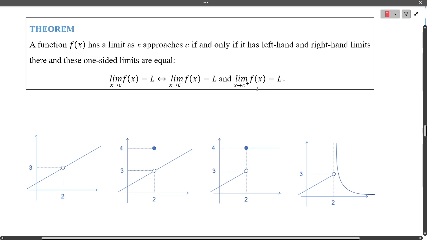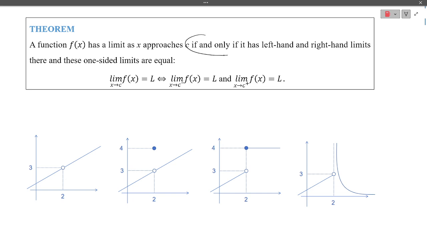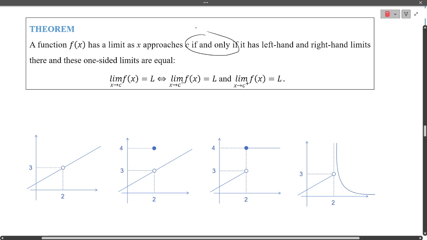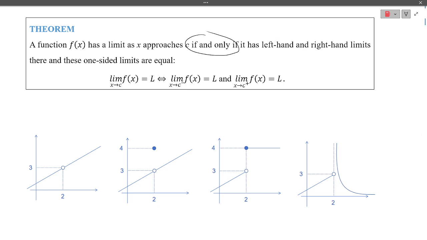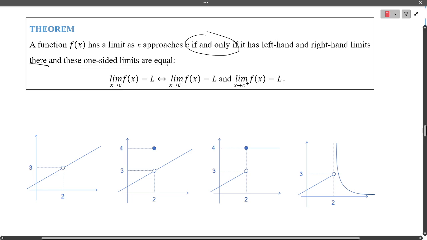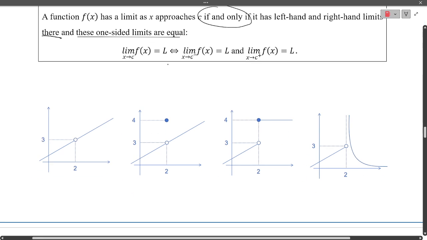A limit exists if and only if it has left-hand and right-hand limits there, and these one-sided limits are equal. This statement might be a bit difficult to grasp at first, so let's examine its meaning through the following 4 graphs. Think about what the limit at x equal to 2 is in each of the cases.